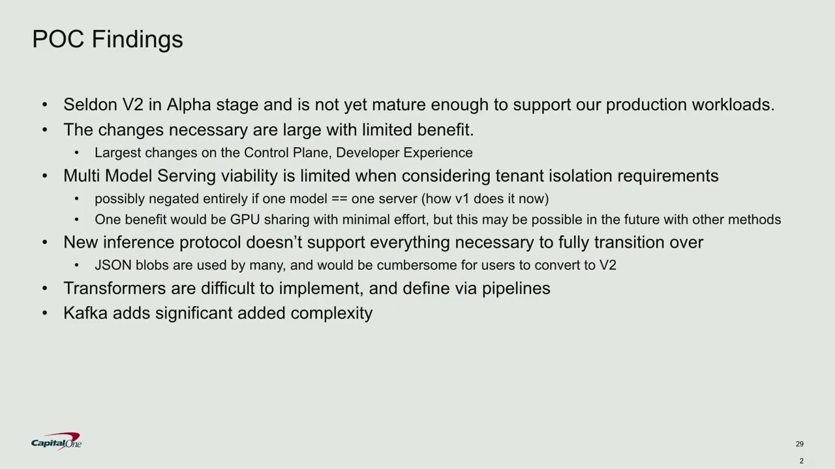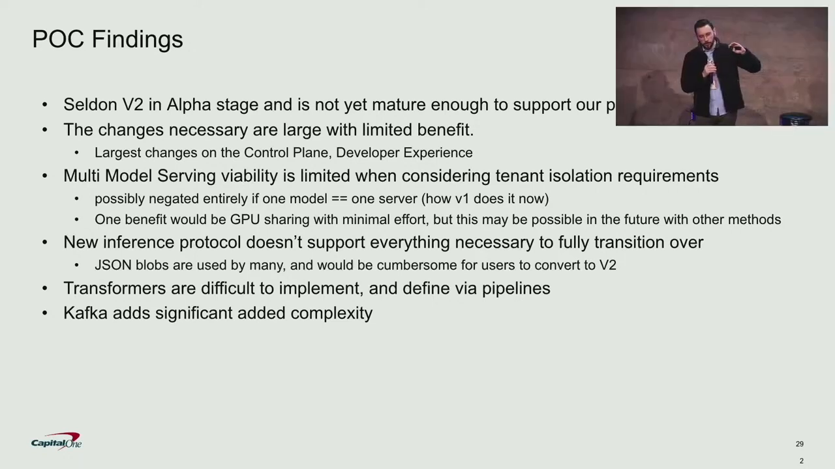The inference protocol doesn't support everything necessary, specifically calling out JSON data because it is so heavily used. And the graphs are relatively hard to implement from a user experience perspective, because you're going from where everything is defined in one file to having to define models, servers, and pipelines in many different files, and then make sure that they're all connected together correctly. And Kafka adds, frankly, a significant amount of complexity that we aren't able to support at this moment.